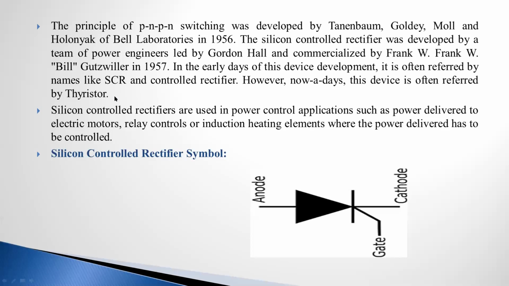Next, this is the symbol of the silicon control rectifier. Already we have shown it in the previous lecture. It has three terminals: anode, cathode and gate, and this is the symbol of the SCR. This is the symbol of the thyristor or SCR. Please all of you note down the symbol of the SCR or thyristor. It is clear? This is the heart of power electronics.